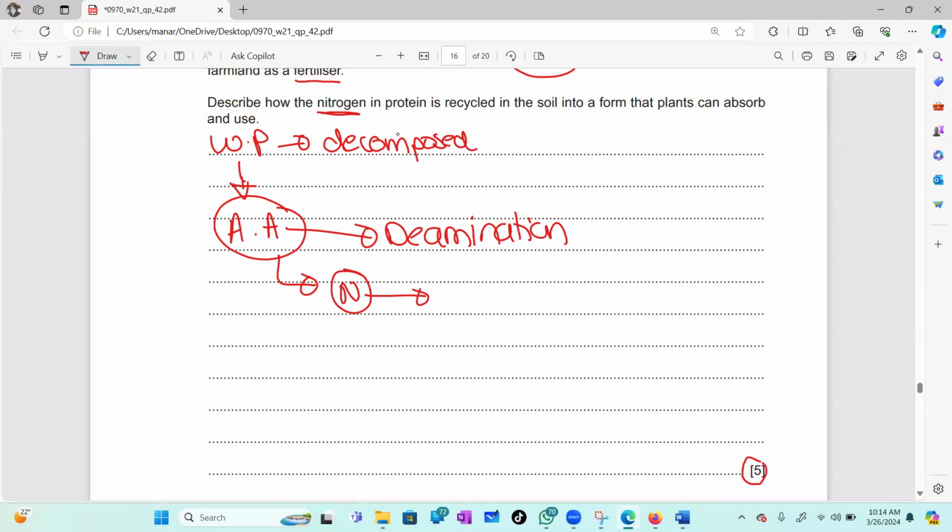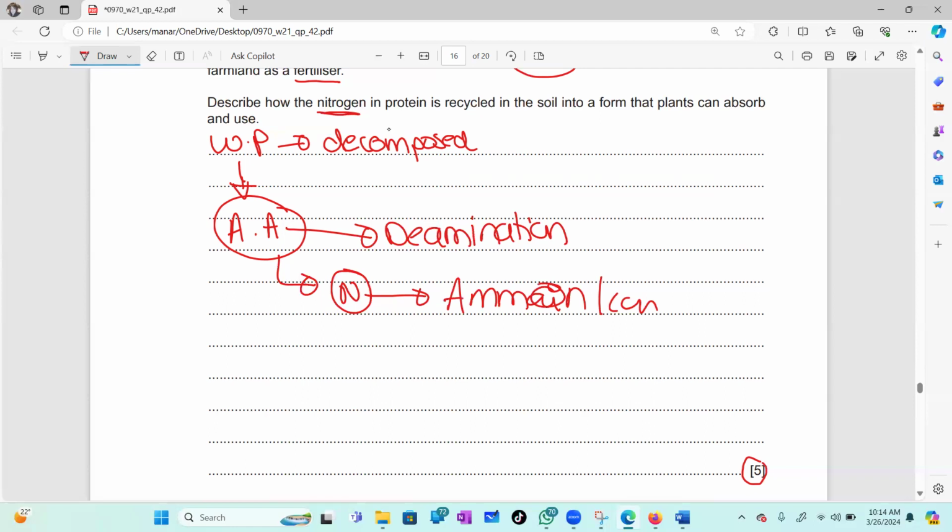Step number 1, the nitrogen that is released from the waste products will be converted into ammonia and ammonium. Excellent. Ammonia will be converted into ammonium compounds. Okay, and this is ammonification. Ammonification is the making of ammonia from nitrogen. The name is very clear. Now the plants cannot absorb ammonia.